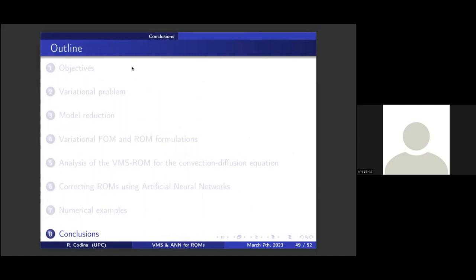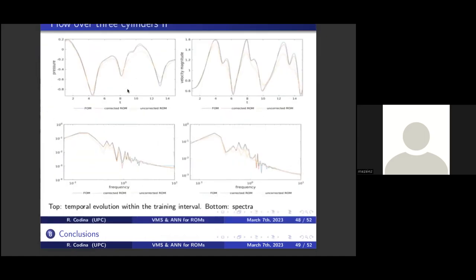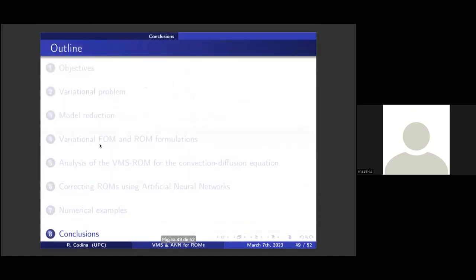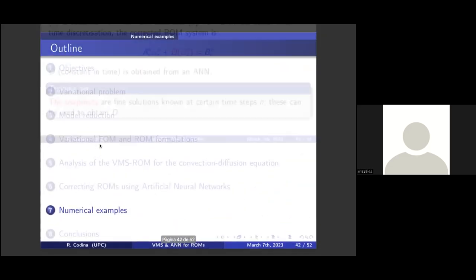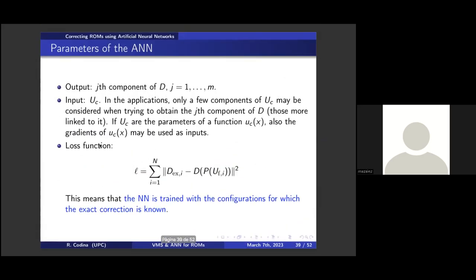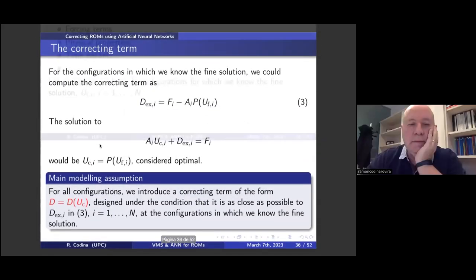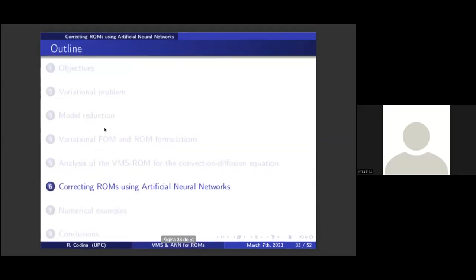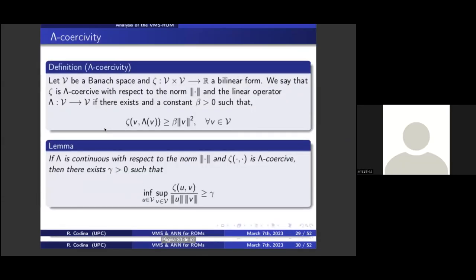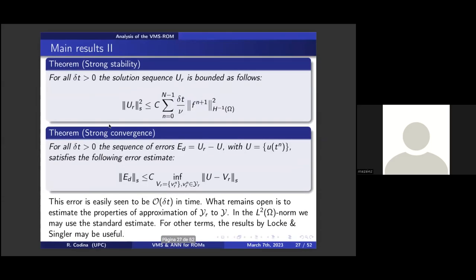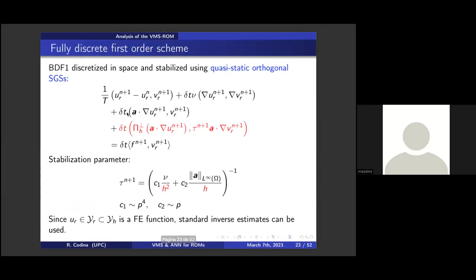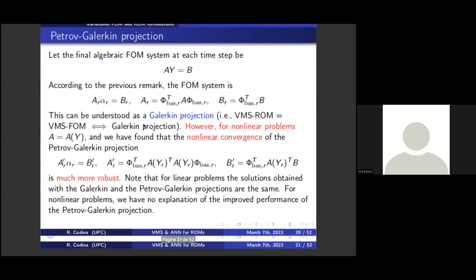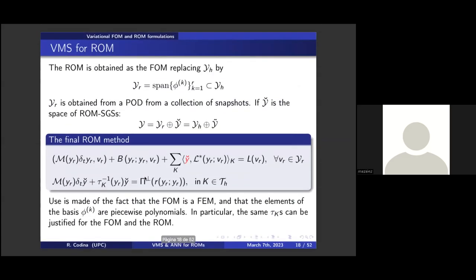So you said that you're using the same variational VMS formulation at the FOM level and ROM level, which I think is a great idea. It's model consistency. And if I understood correctly, you use the same parameters as well. Is that correct? That's correct. Okay, very good. Now I understand the motivation. We're doing pretty much similar things, but I like the idea. My question is, have you tried to see what happens if you use different parameters at the FOM and ROM level?